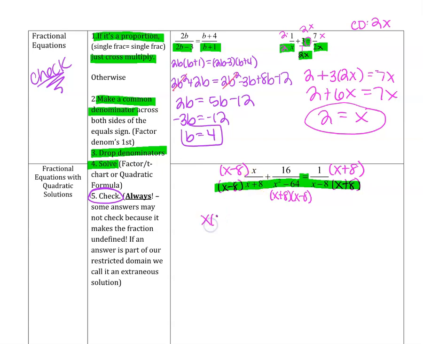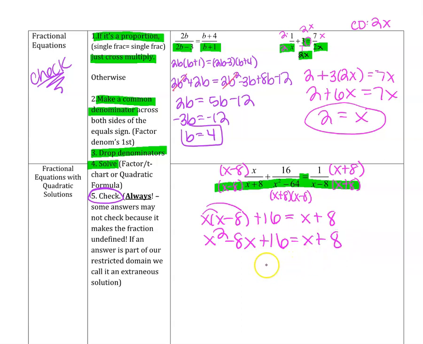So I have x times x minus 8 plus 16 equals 1 times x plus 8. Okay, so I'm going to subtract my x and get a 9x, or negative 9x plus 8. Do a little factoring.